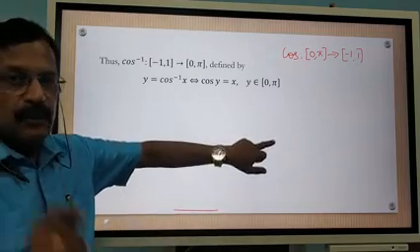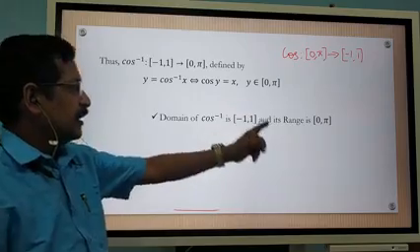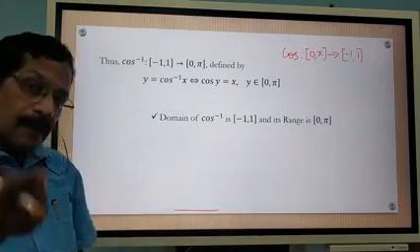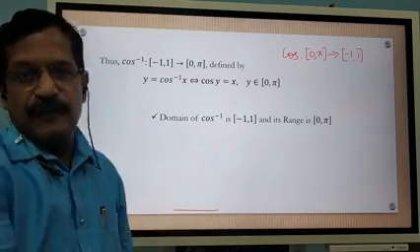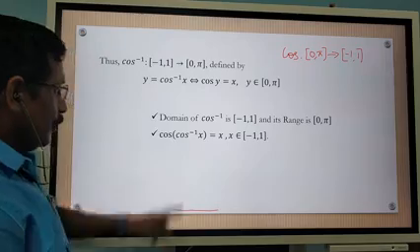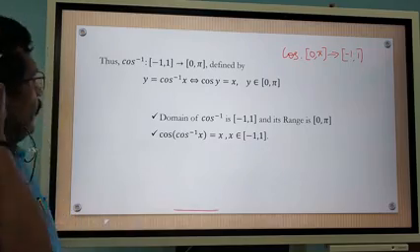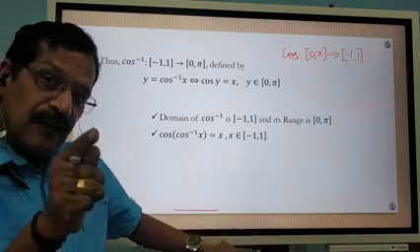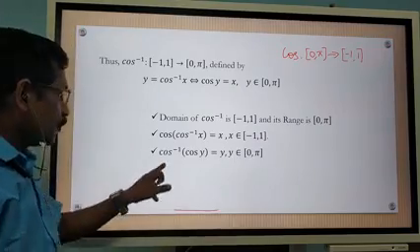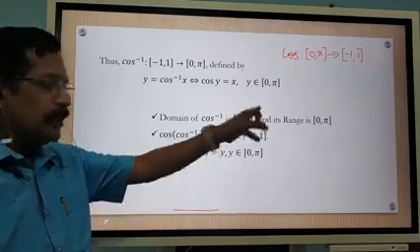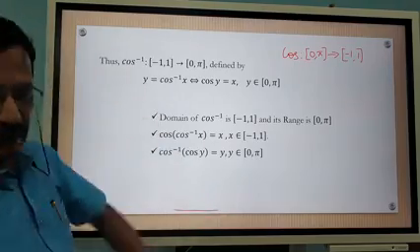Now, some important points. The domain of cos inverse is minus 1 to 1 and the range is 0 to pi. We have the result f composed with f inverse of x is equal to x. In the same way, cos of cos inverse of x is equal to x, where x is an element of minus 1 to 1. In the same way, f inverse of f of y is equal to y. Here, cos inverse of cos y is equal to y, where y is an element of 0 to pi. These are the important points in the case of the cosine function.